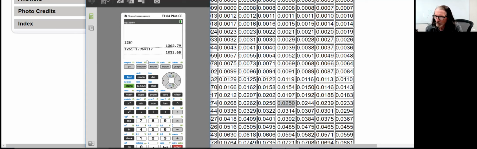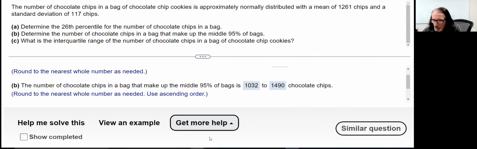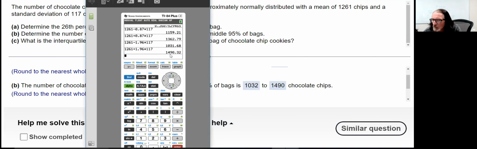Positive 1.96. Comparing to what we came up with inverse normal, 1032 to 1490 after rounding.